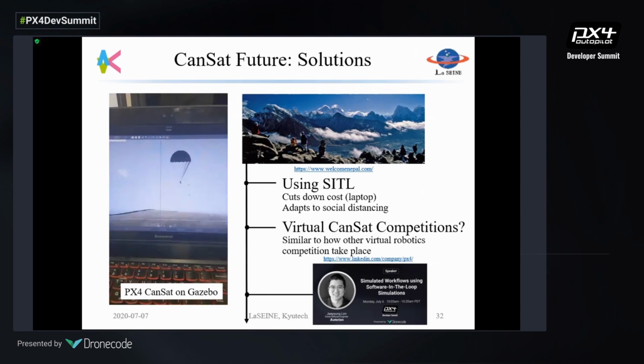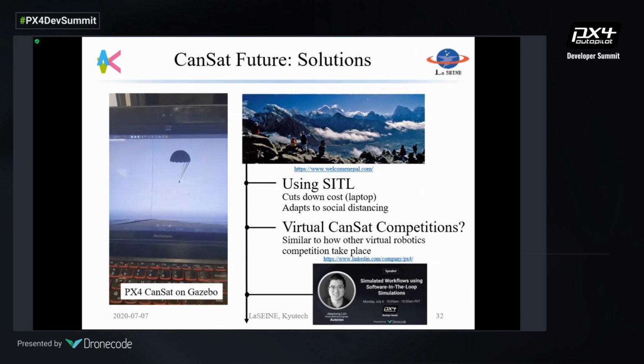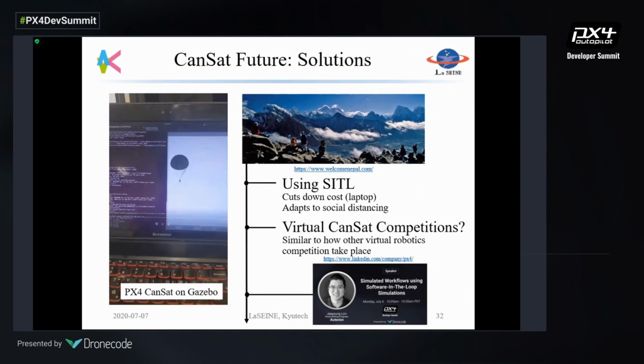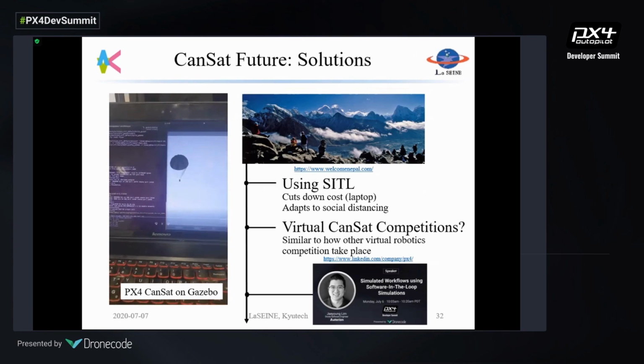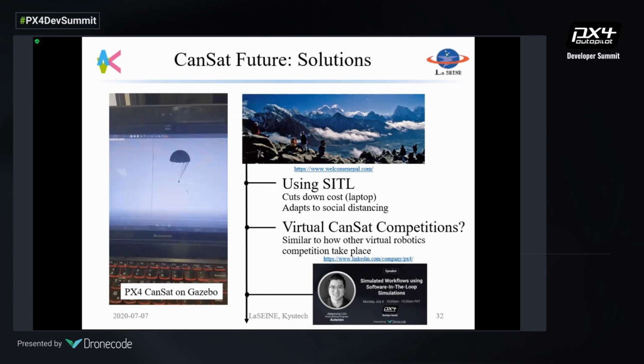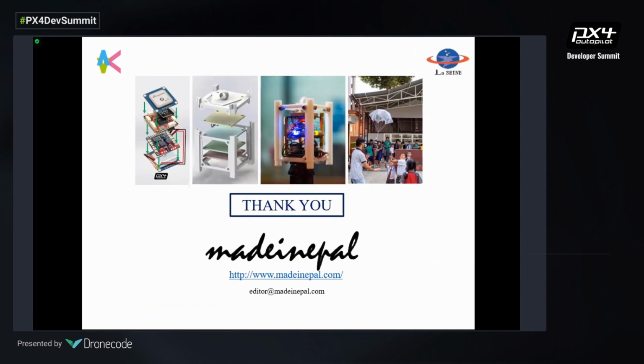There is potential for future virtual CanSat trainings and competitions, and these are going to be very low cost because most people already have laptops. You don't need to invest in a separate CanSat. And I think there's huge potential in this area. With that, I would like to conclude my presentation. Thank you.